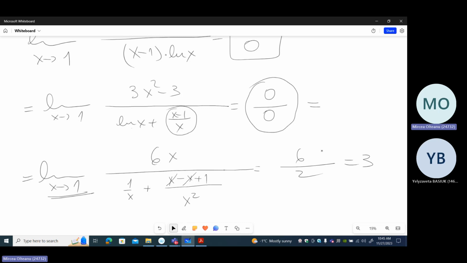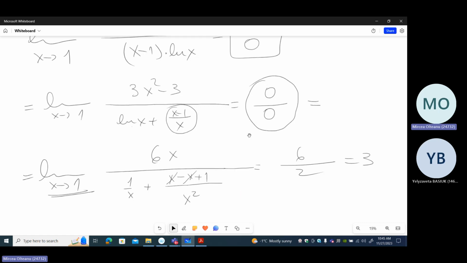So the idea is that once you have 0 over 0, apply L'Hopital rule. In many cases, this is enough. You get a limit which is no more an indetermination, but sometimes you may get another limit which is still 0 over 0. It's not a problem. Apply again the L'Hopital rule, and you will get the result finally.